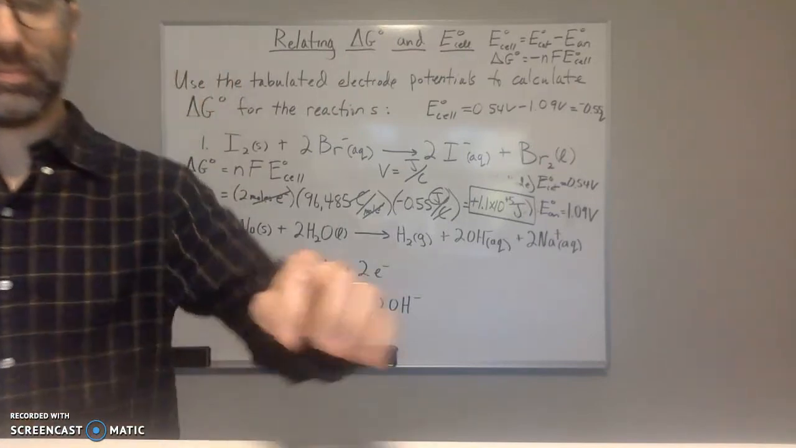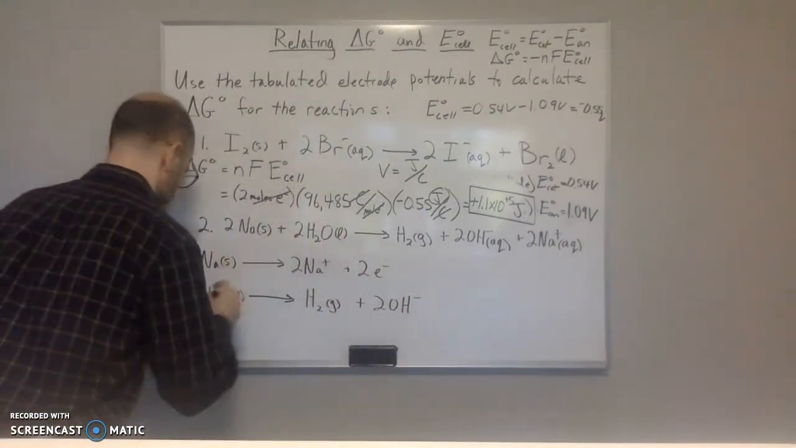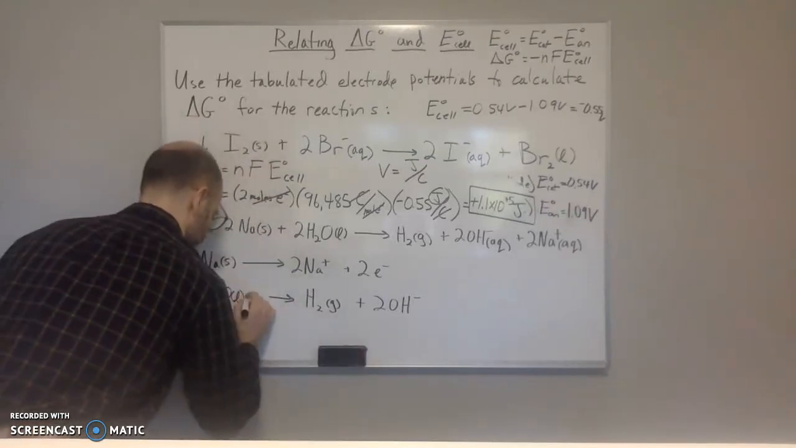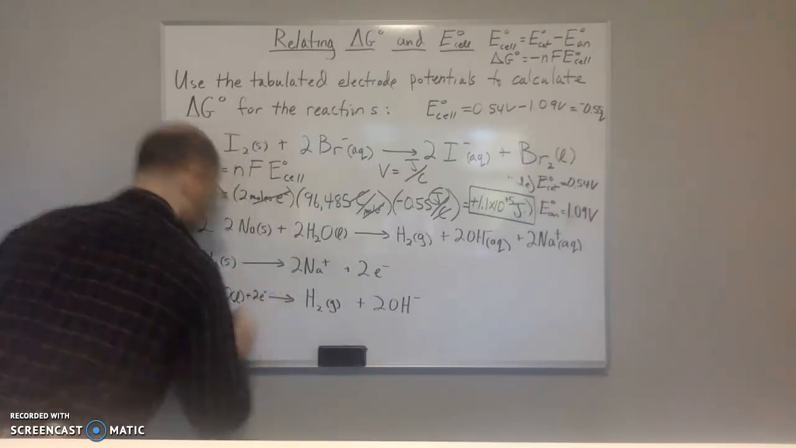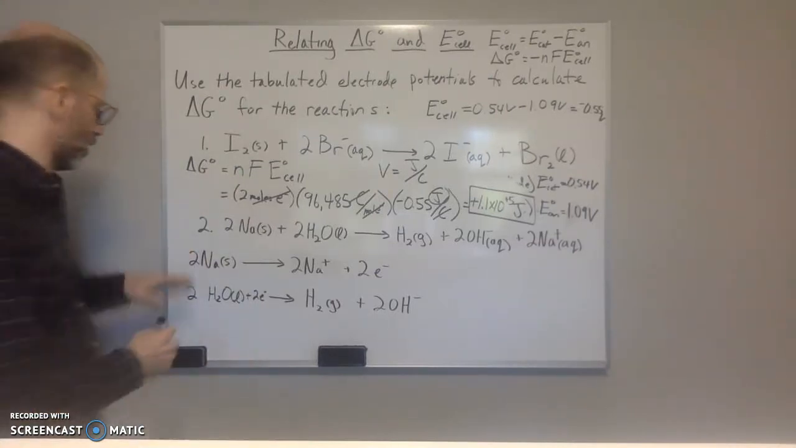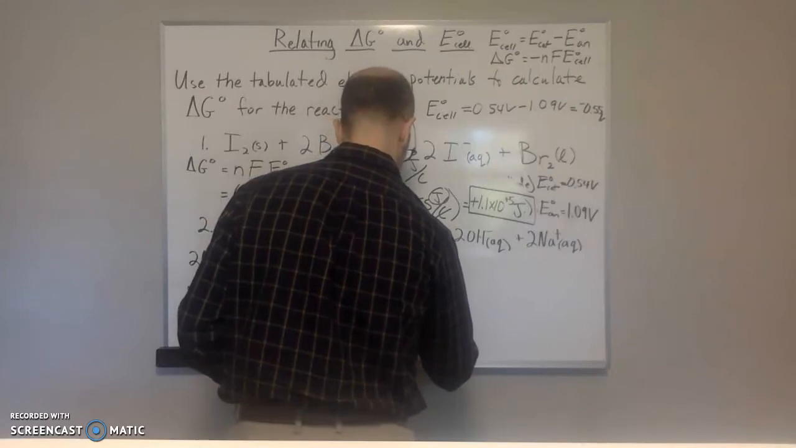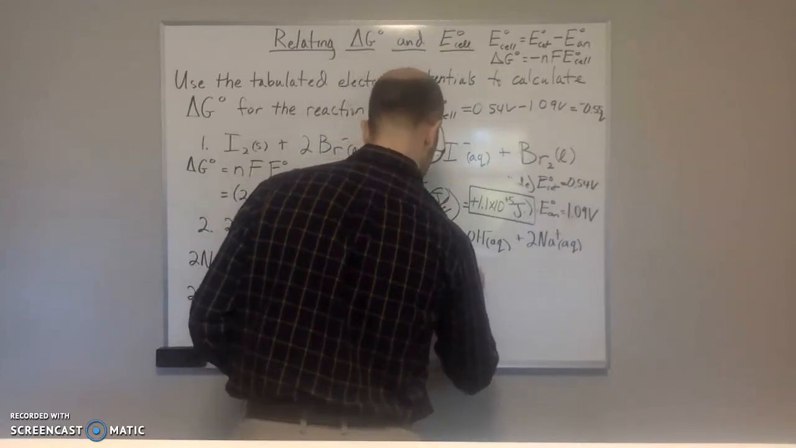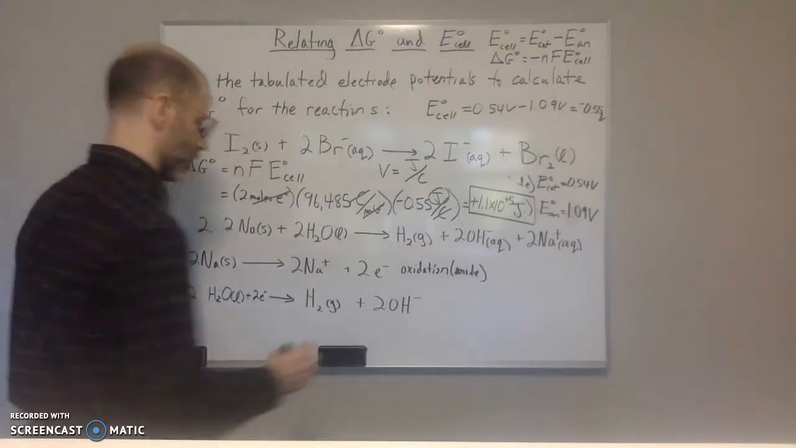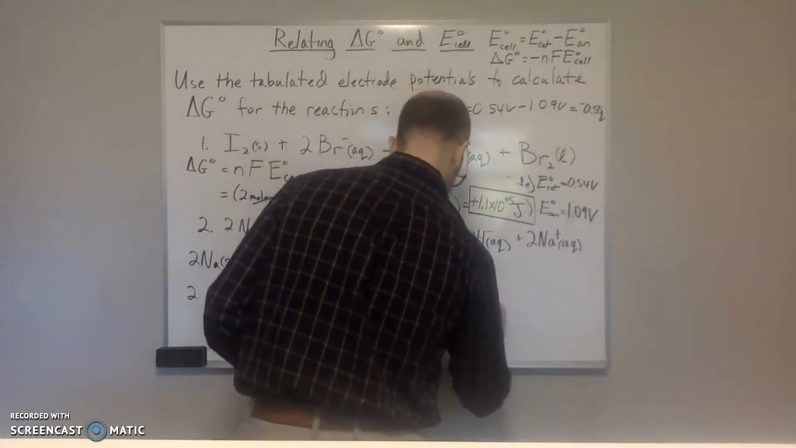And since this is becoming negative, let me fix this. We're going to gain 2 electrons there. So here we have the 2 half reactions. Here we're losing electrons, so this is oxidation, and that's going to be happening at the anode. And here we're gaining electrons, so this is our reduction. This is going to be happening at the cathode.